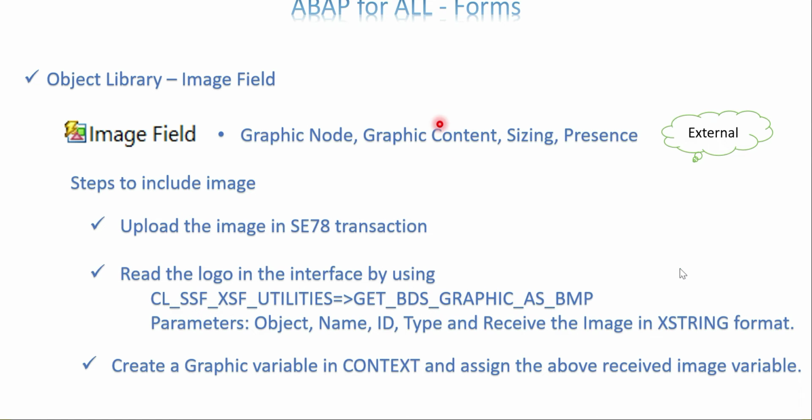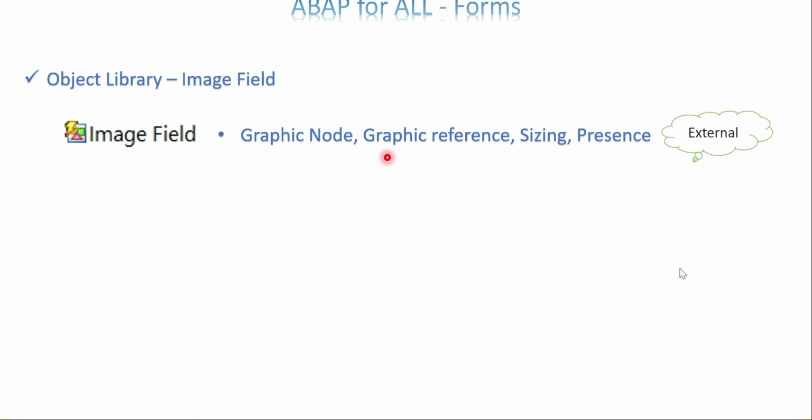So for that, what I had to do was, everything is same here. The difference is graphic reference. If you see the previous one, it's a graphic content. And if you're going to use a URL, then the small change is graphic reference. So there also you need a graphic node. This is also used for external purpose.